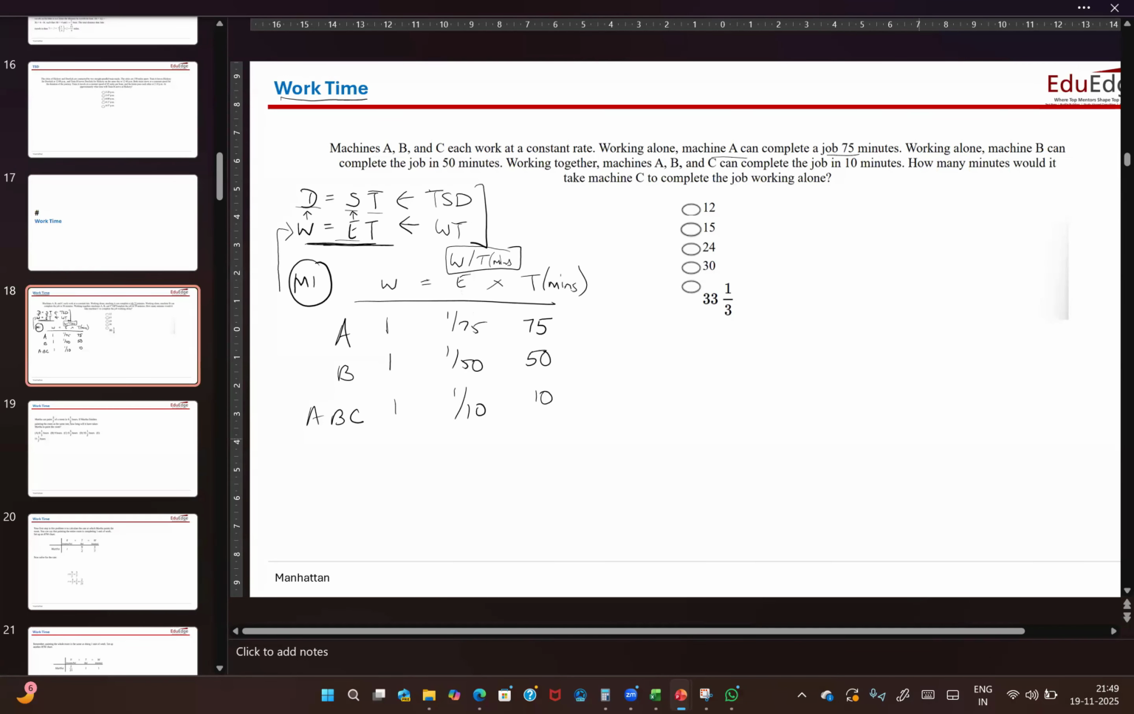So we have A's efficiency, we have B's efficiency, we have ABC combined. Now, A plus B plus C efficiency is 1 by 10. We know the efficiency of A is 1 by 75, plus 1 by 50 for B. E of C is not known. But we can write work 1 for C and we can write time T taken by C. So can I say efficiency for C will be 1 by T, correct? And then we can find what is T. T is 15, I think.